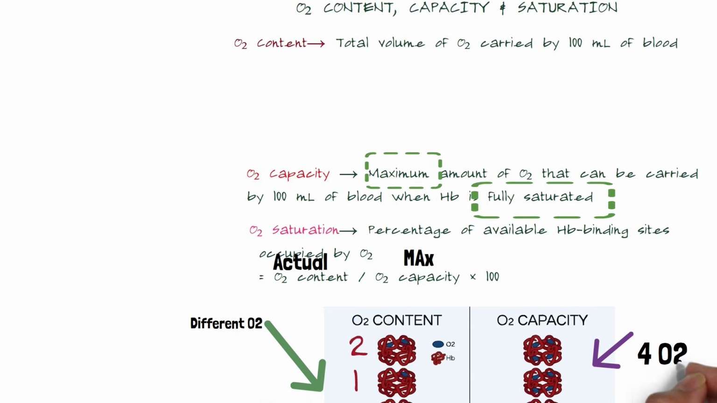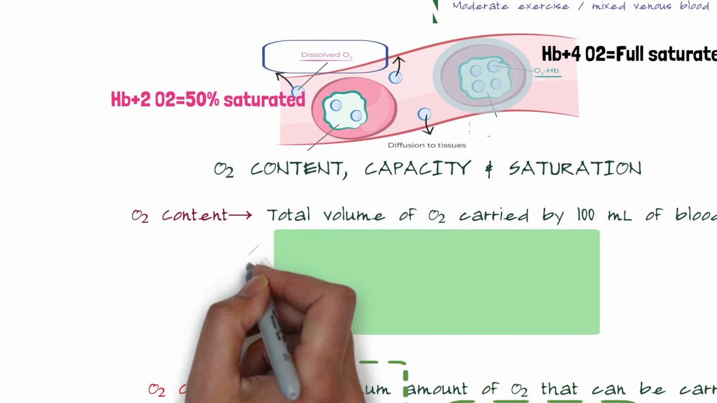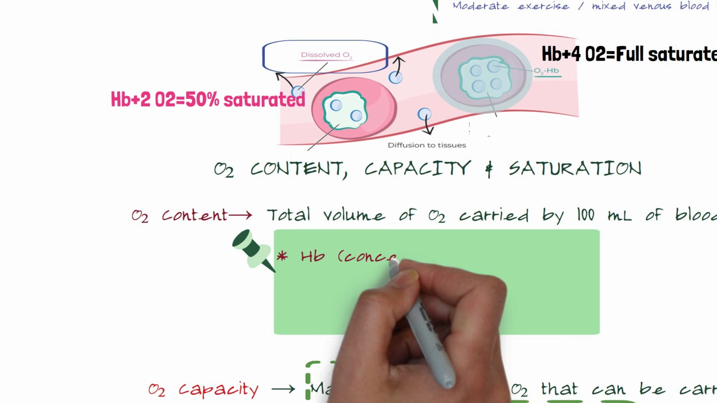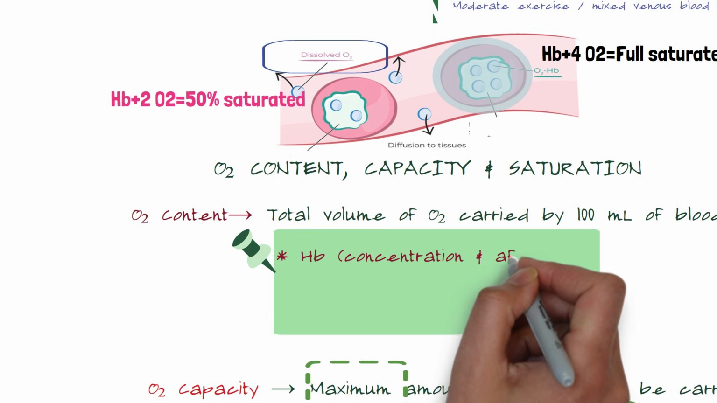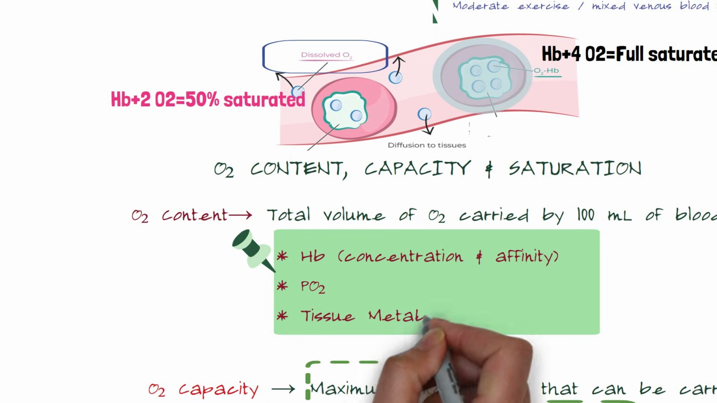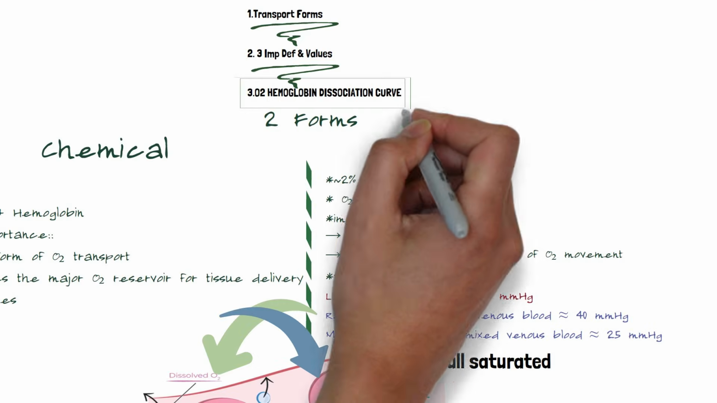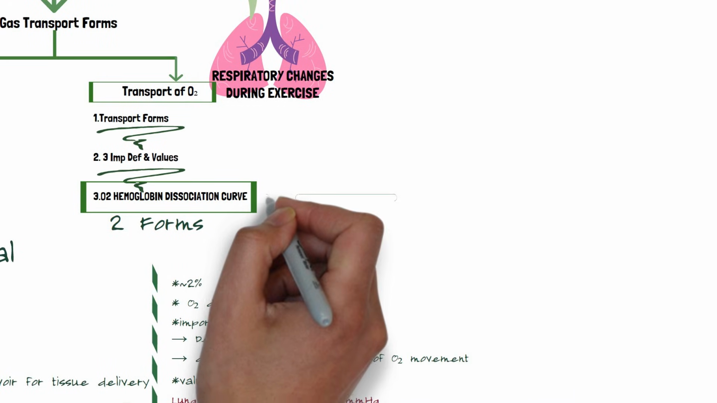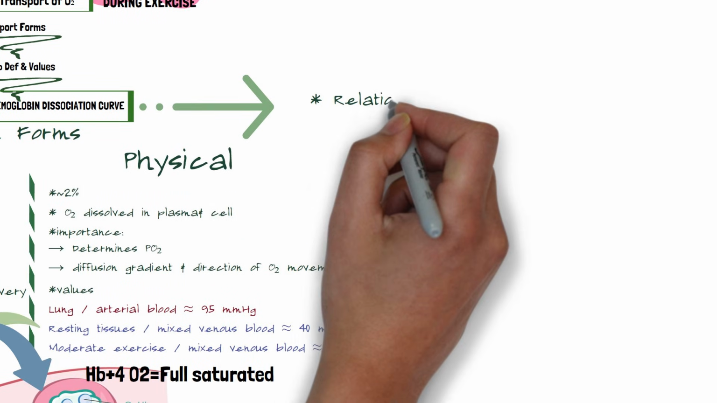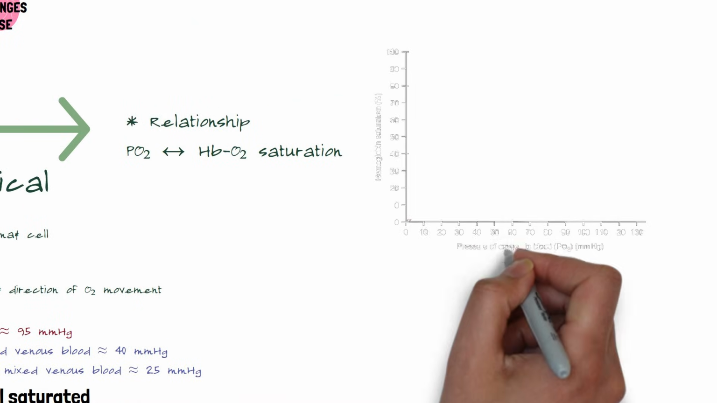So before we end this, remember that for the oxygen content, there are three main factors affecting it. First, the hemoglobin: the concentration, the amount and the affinity of the hemoglobin. Second is the oxygen tension, and third, the metabolic status of the tissues. And now let's move to the final point, the oxygen hemoglobin dissociation curve. This curve shows the relationship between the oxygen tension and the hemoglobin saturation.